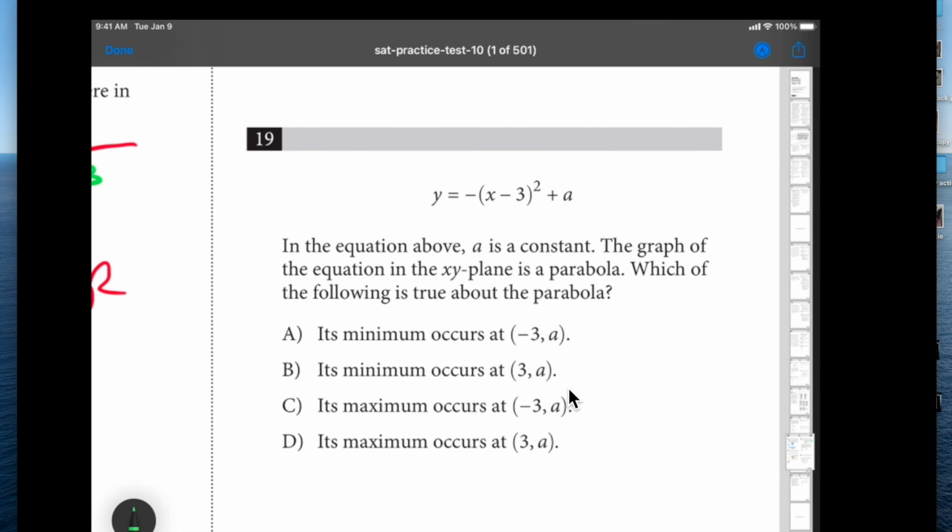Okay, so let me write that down before I forget it. Now, that means it's going to be B or D. So let's cross out A and cross out, let's see, C. Okay, now, one is a minimum, one is a maximum point. You see that minus sign right there? That means this parabola opens upside down. So if it's an upside down parabola, which it is because of that negative sign, then this vertex has to be a maximum. Choice D.